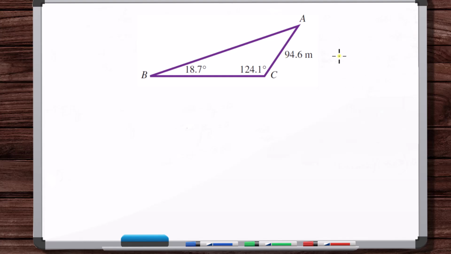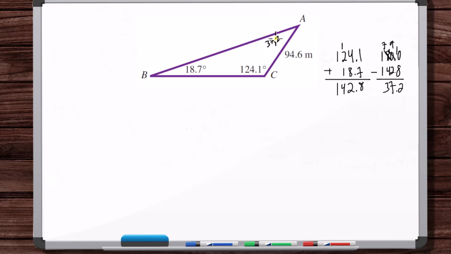Okay, let's find the third angle. So 124.1 plus 18.7. 7 plus 1 is 8. 8 plus 4 is 12. 2 plus 1 plus 1 is 4. 142.8. So 180.0 minus 142.8. We added these, we want to subtract these. So 10 minus 8 is 2. 9 minus 2 is 7. 7 minus 4 is 3. 37.2 degrees.